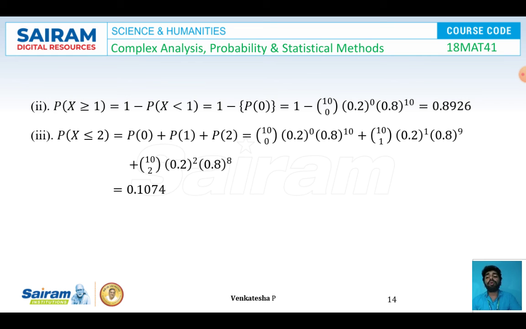Third one, at most two lines are busy. At most means we have to use the less than or equal to symbol, that is P(X≤2), which is P(0) plus P(1) plus P(2). After replacing k equal to 0, 1, 2 and adding, I got 10C0 (0.2)^0 (0.8)^10 plus 10C1 (0.2)^1 (0.8)^9 plus 10C2 (0.2)^2 (0.8)^8. After simplifying I got the value 0.1074.